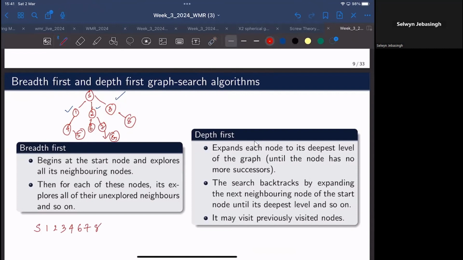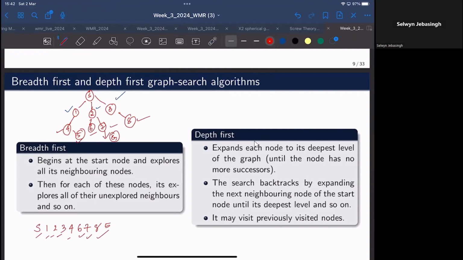Okay, now here we have explored the S start node, we have explored first, second, third, we have explored fourth, we have explored sixth, we have explored seven, we have explored eight as well. Now again going back to the fourth node, what are its neighboring nodes? The neighboring node is just five, and we'll go to node five.